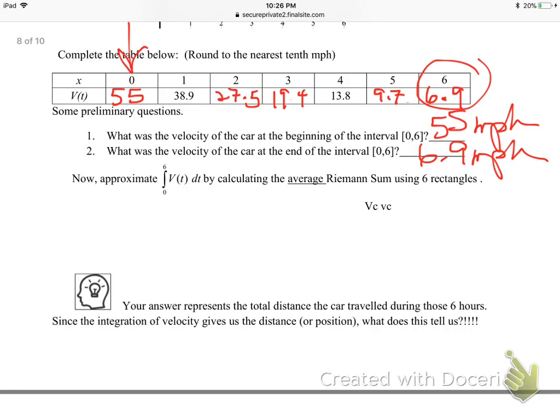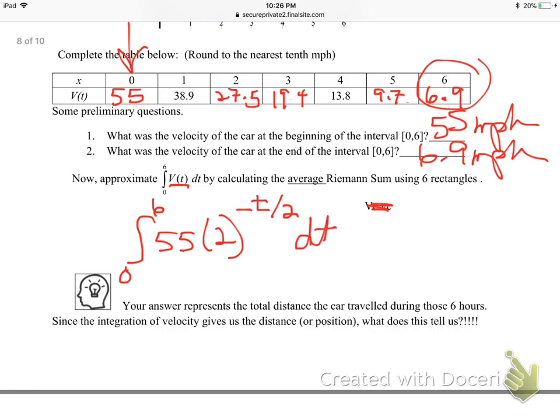Okay, next they want you to figure out the integration by using average Riemann sums. That means you've got to do left and right. So let's set up our equation. Okay, so it's not VT. We actually have a function. So our function is going to run from 0 to 6, and it's going to be 55, and then I'm going to have a 2, and that 2 is raised to the negative t over 2. If your variable is t, do not write dx. You need to write dt.